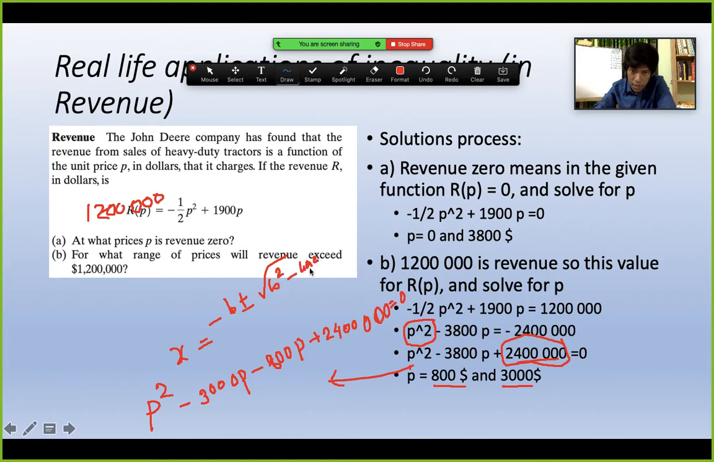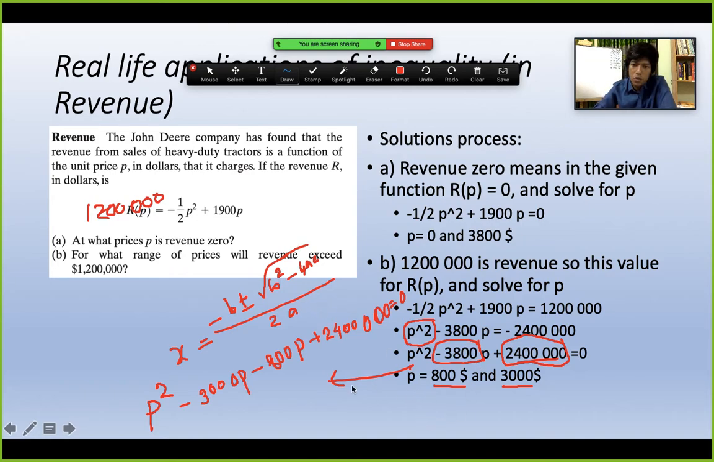Suppose you ask, sir, how do you solve it if you do not know that 3800 is the answer here? Then I will use this formula, because suppose this is 2,400,000. I do not have time to solve all the factors of this 2,400,000. So I will just put the values here, which will directly give me the answer. The A value is 1, B is minus this value, and C is this value. Just put it here and use a calculator to find the solution.